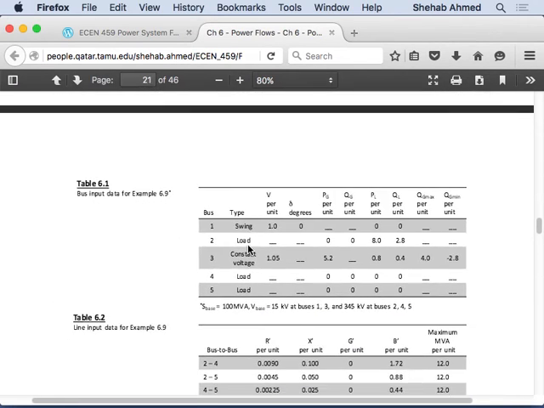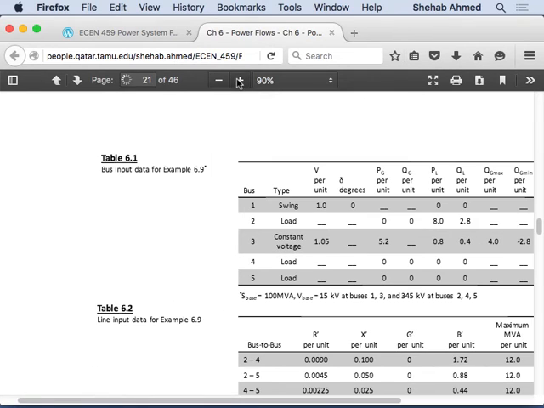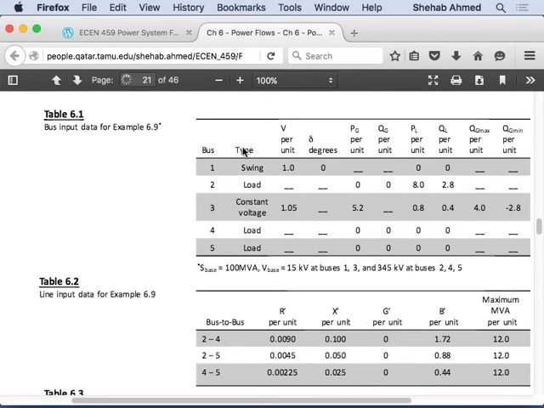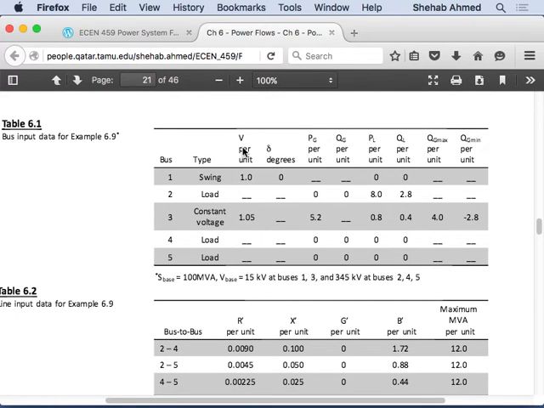Of course, there's a lot of data that's going to be given, or in your case, you would have to collect as an engineer. And this data is, okay, so here we go, and they write all the various buses down and write what type of buses they are. Okay, swing bus, it will have a voltage of 1 and an angle of 0.